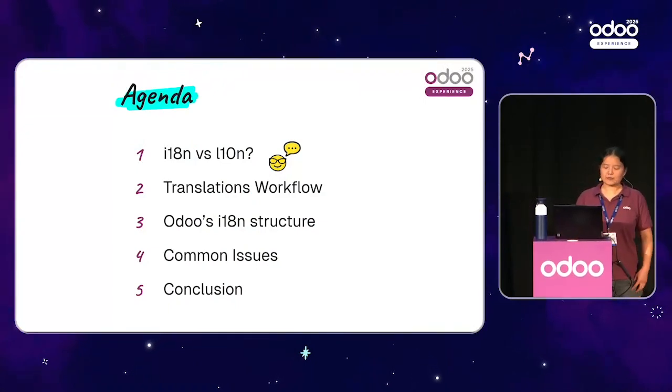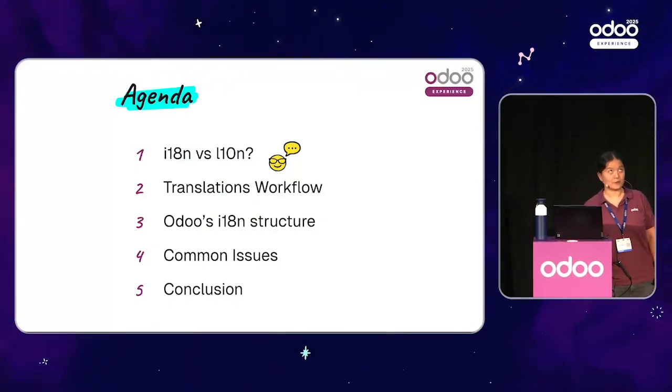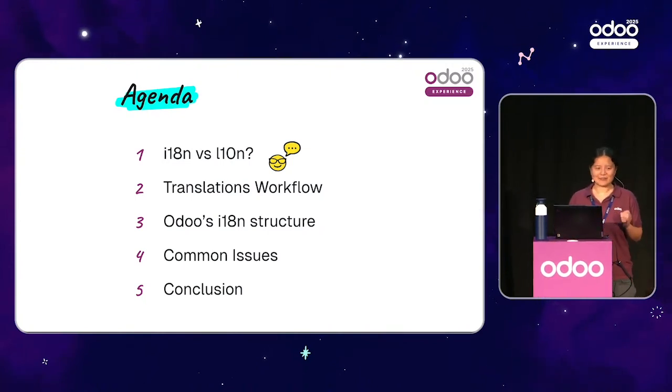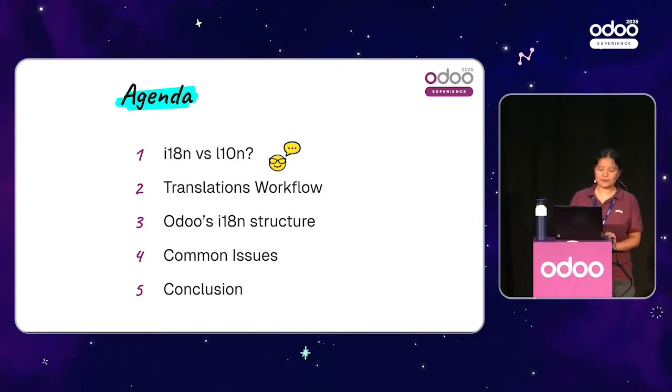Today, here are some of the things we're going to cover. First we're going to start with what's the difference between I-18N and L10N, and what do these things even mean? Because a lot of people don't know what it means, but they see it in our code and they always wonder. And then I'm going to talk a little bit about how the translations workflow works within Odoo.